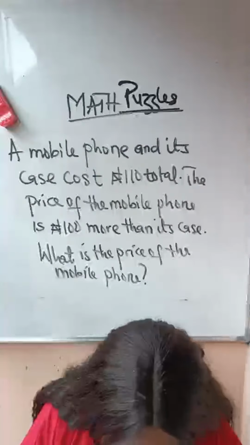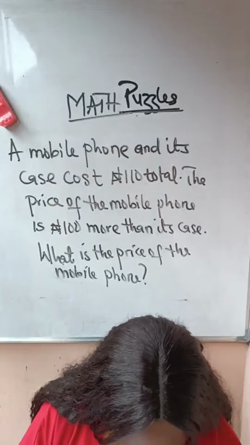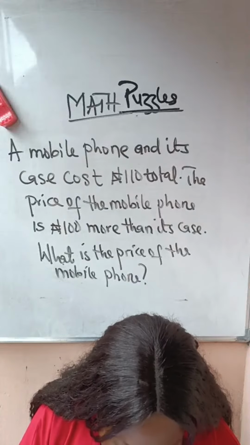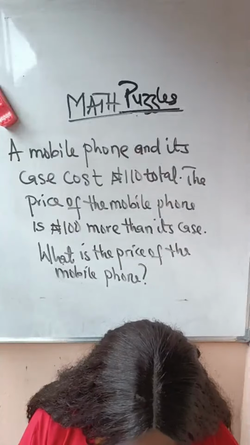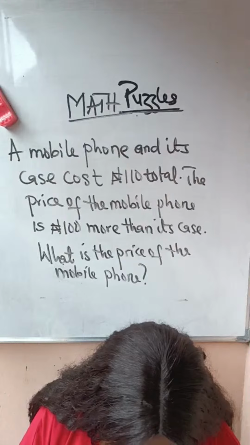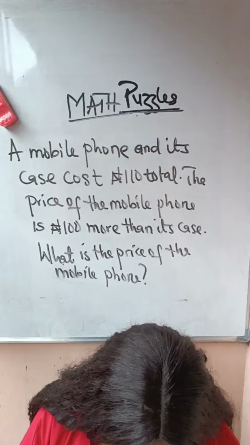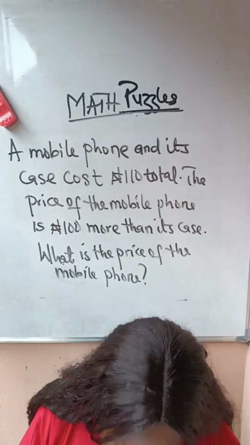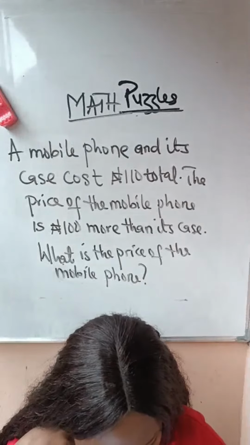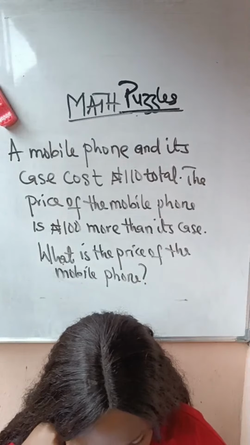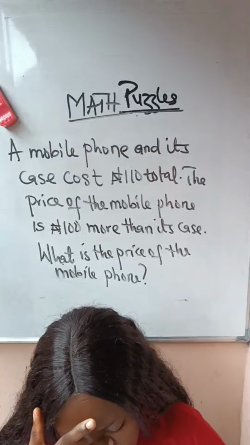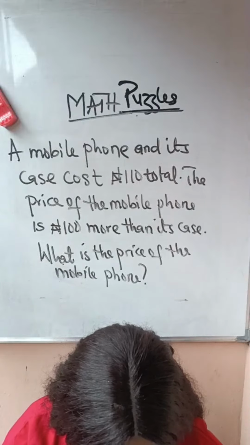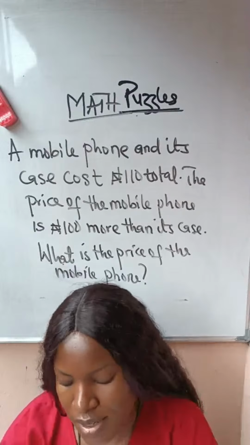So let me try to solve this. A mobile phone and its casing costs 110 naira. Then the price of the mobile phone is 100 naira more than its casing. Okay, I've solved that already. All right, so Jack is saying 100. So you mean that the price of the mobile phone is 100. That's your answer. I believe some others are still solving this.